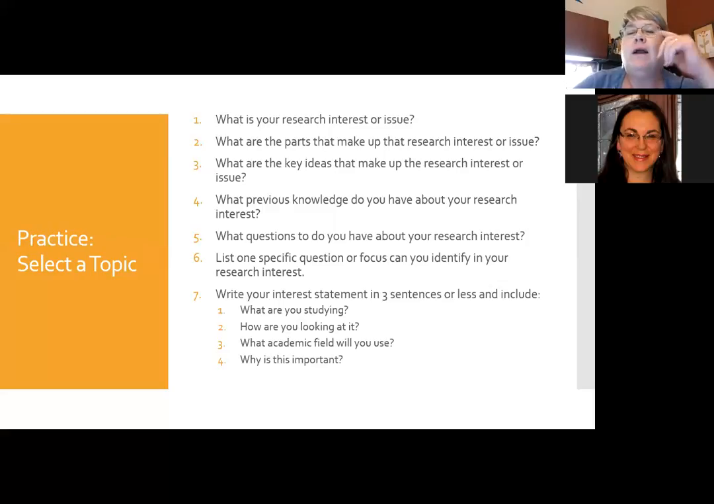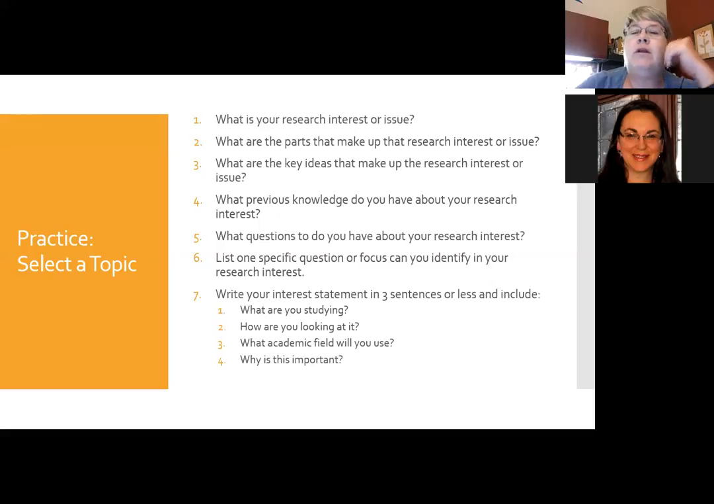And then you might need to do some searching just to see what's out there, but what are the key parts or the things that make up that research interest? And so that's where a lot of times we'll teach students about concept mapping. And you can do this on paper. There are lots of concept mapping software out there where you might try to identify what are the parts that make it up, or what are the key ideas. So brainstorm with your topic.